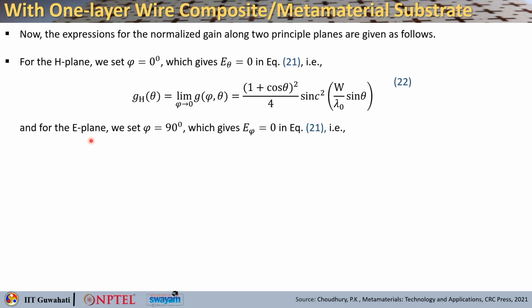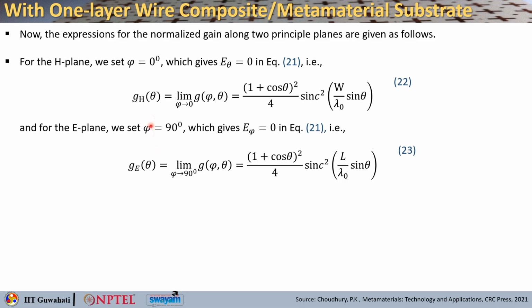divided by 4 into sinc square W by lambda naught into sin theta. And if you want to find out the normalized gain for the E plane, you have to set phi equals 90 degree. In that case, you will get E phi equals 0. Okay, so you can again do the same exercise. You can write G E of theta, and in this case the limit is basically phi going to 90 degree. You apply it on this generalized gain, G phi theta, and this gives you 1 plus cos theta whole squared by 4. So, the same fraction remains here. This is sinc square, but then here it is L divided by lambda naught into sin theta.